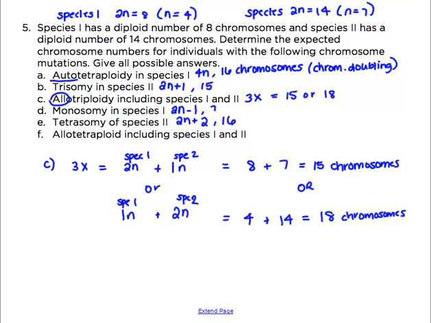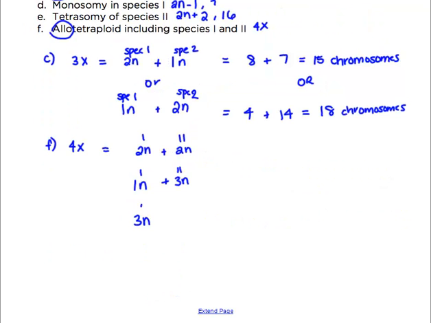And now part F, allotetraploidy including species 1 and species 2. Again, remember that allo means that it's coming from a fusion of the chromosomes from 2 different species, and the tetraploidy we can write as 4x. Now again, this part has multiple answers, so let's write that below. So how can you get 4x? Well, you can get 2n of species 1 and 2n of species 2. You can get 1n of species 1 and 3n of species 2. Or you can get 3n of species 1 plus 1n of species 2.